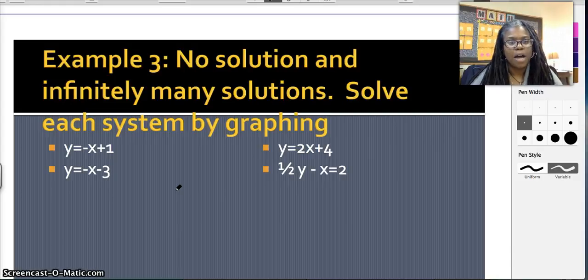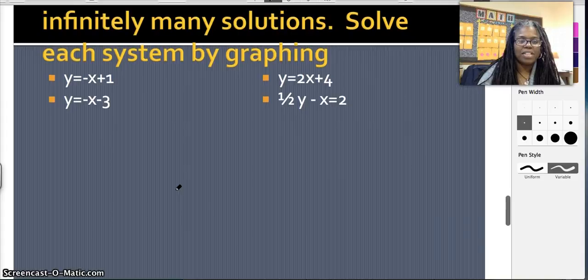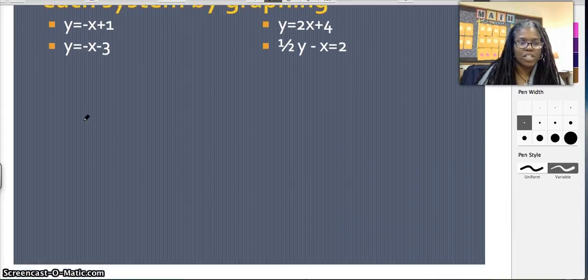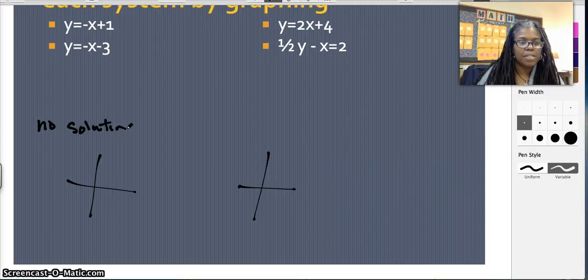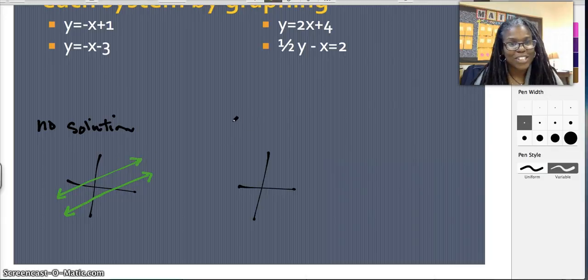So here's example 3: no solution and infinitely many solutions. I'm going to talk about this concept really quickly before we get started. No solution to a system of linear equations, or a system of equations in general, means that they don't intersect. You could have a situation where the lines are parallel. If you have 2 lines and they're parallel, there is no solution.